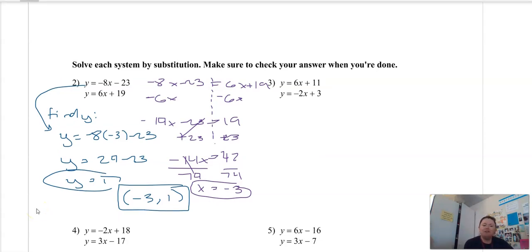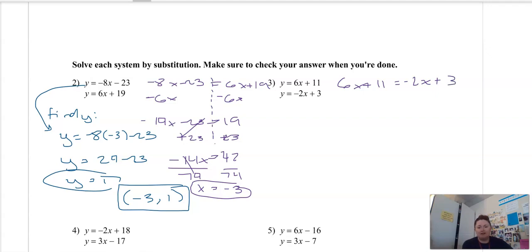Hey, so hopefully you've had a chance to try out question 3. Question 3 is y equals 6x plus 11 and y equals negative 2x plus 3. These are all going to be basically the same steps. So I'm going to start by putting these two together. You have 6x plus 11 equals negative 2x plus 3.